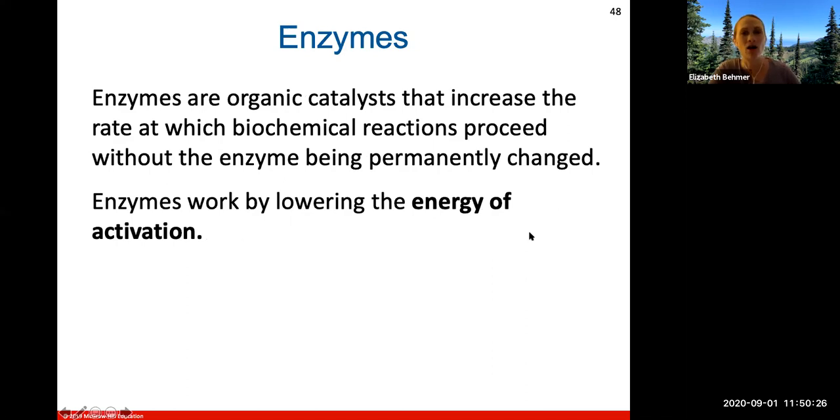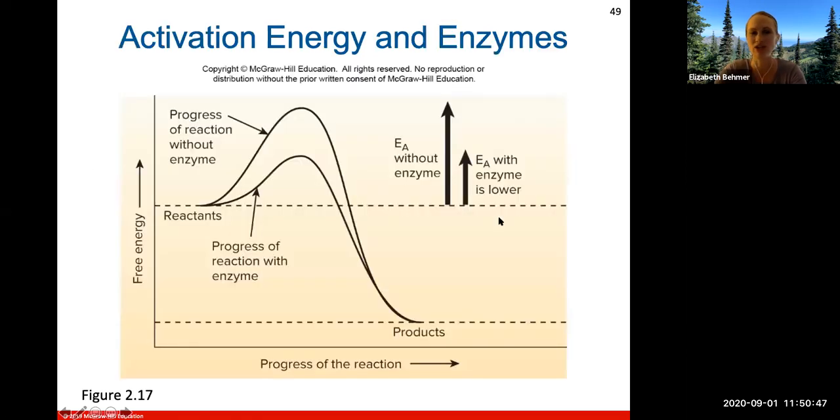Enzymes are what we call organic catalysts that increase the rate of biochemical reactions. They'll proceed without the enzyme being permanently changed. So enzymes will stay the same throughout the course of a chemical reaction. They'll just make their reaction go more quickly. And enzymes work by lowering the energy of activation.